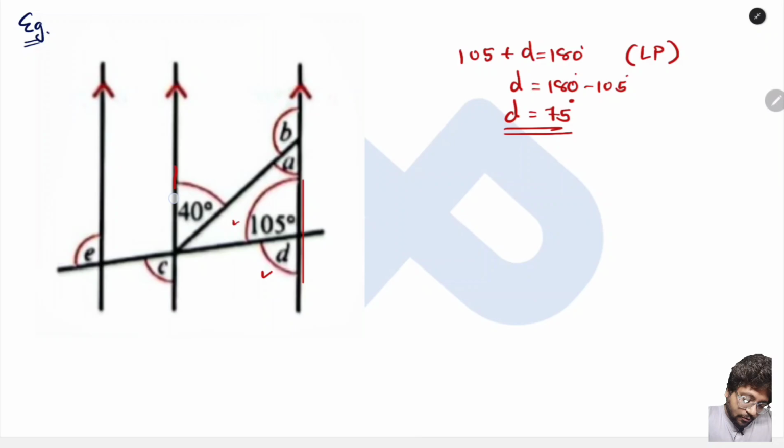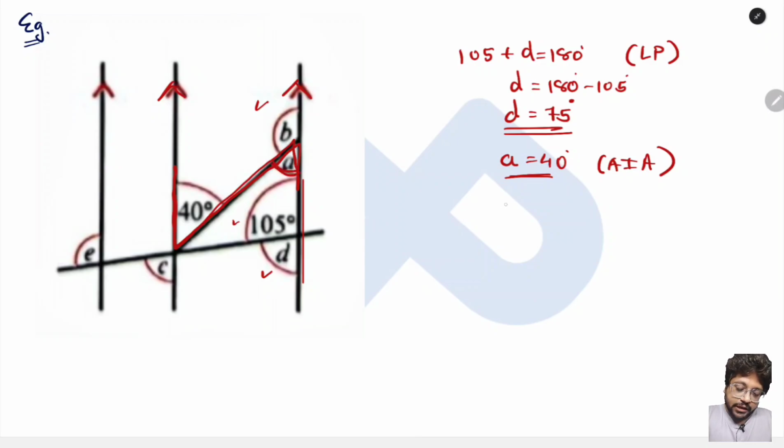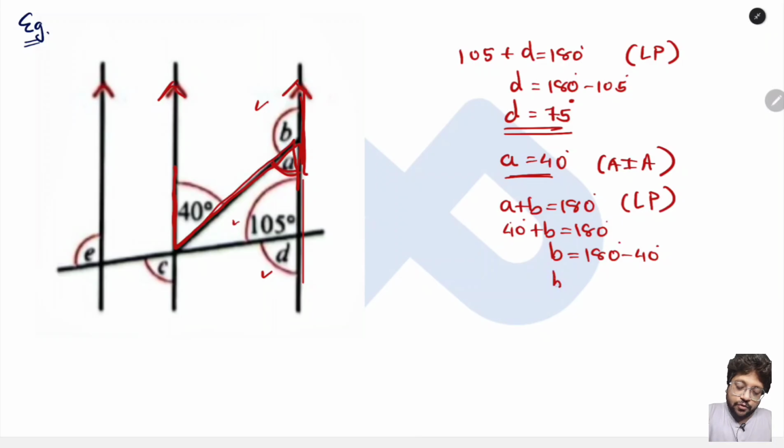Then similarly this 40 and a, they are alternate interior angles, and these two lines are parallel also. So a will be directly equal to 40. Reason is alternate interior angles. Clear? Now this b and a, they form a linear pair. So a plus b is equal to 180. Reason is linear pair, they are on the same straight line. So a we have already found, 40 plus b is equal to 180. So let's make b the subject, that is 180 minus 40. 180 minus 40 is 140. So this is how you found b.